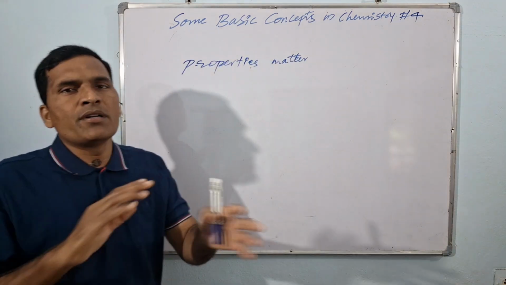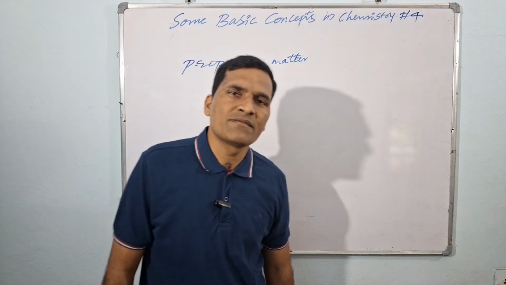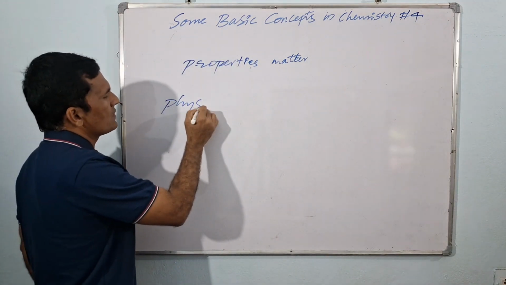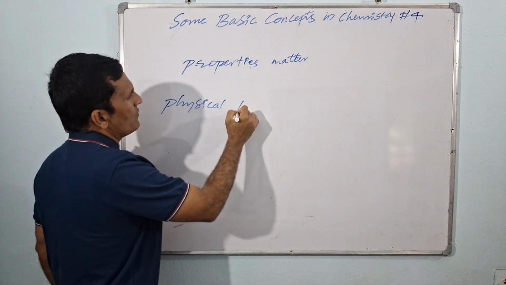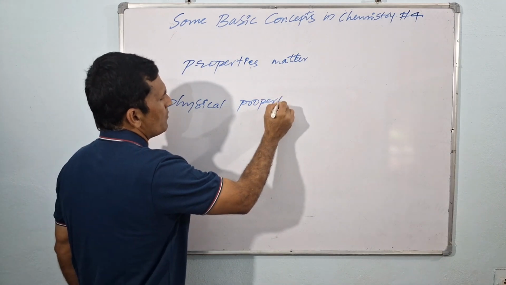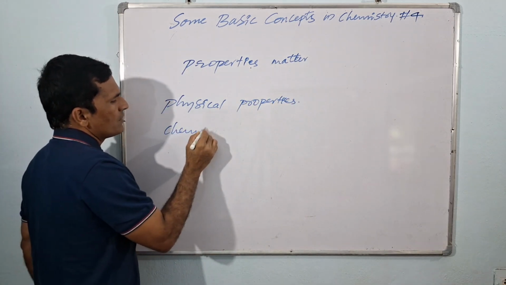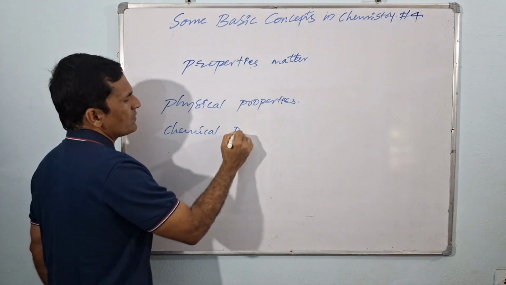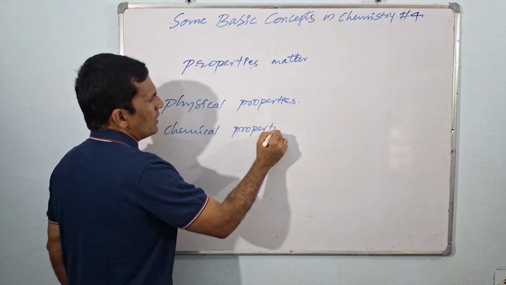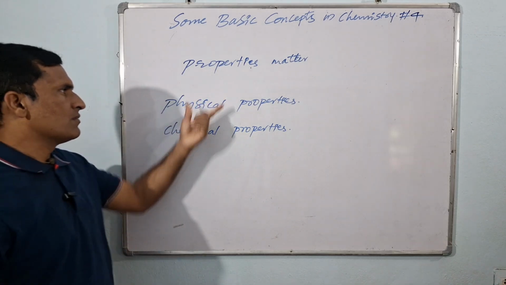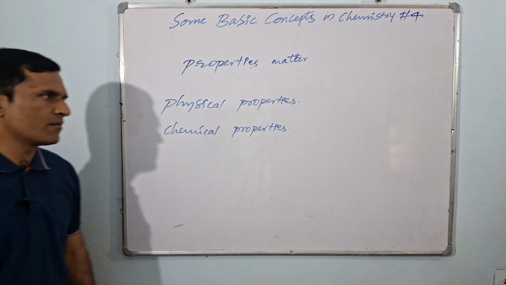These properties we are going to categorize into two types. One we call physical properties, and the second we call chemical properties. Both are very important for us to get the desired properties or to alter its properties. We must know both physical as well as chemical properties.